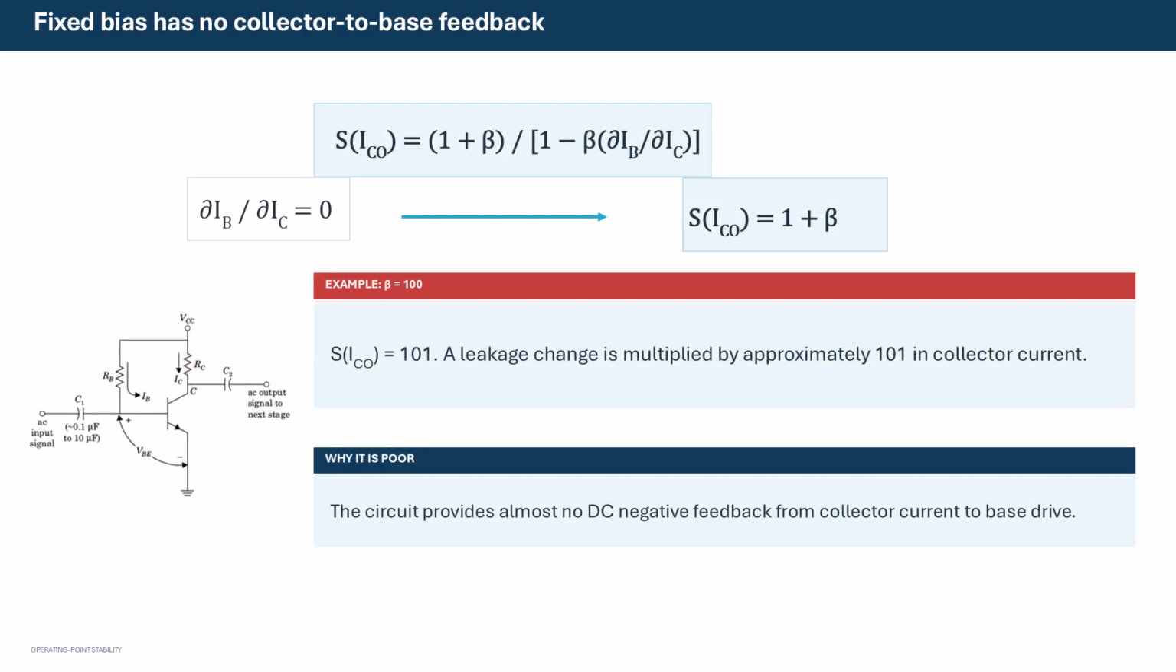reduced. For fixed bias, base current is independent of collector current. Therefore, the derivative of base current with respect to collector current is 0. Substitution into the general expression leaves 1 plus beta. With beta equal to 100, a leakage current change is amplified approximately 101 times in collector current. The result quantifies why fixed bias has poor thermal stability.